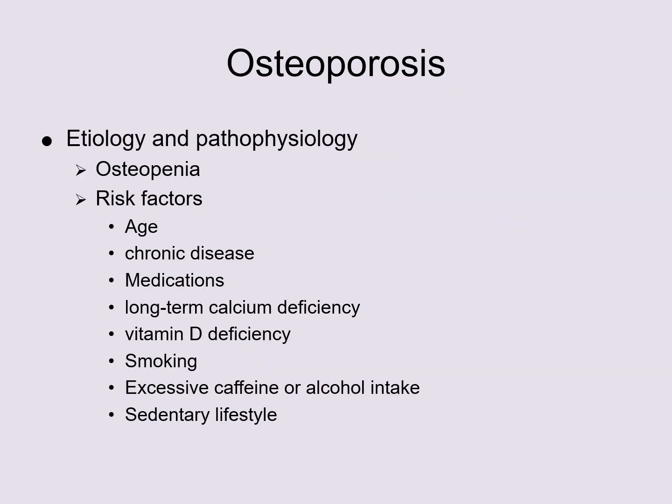So osteoporosis. We looked at osteoarthritis. Now we're going to look at osteoporosis. The etiology and pathophysiology of osteoporosis, we can have osteopenia. And osteopenia is the initial stage of bone loss. It's the first piece. So a lot of times, women and men can go have bone density scans done, and they can say they're osteopenic.